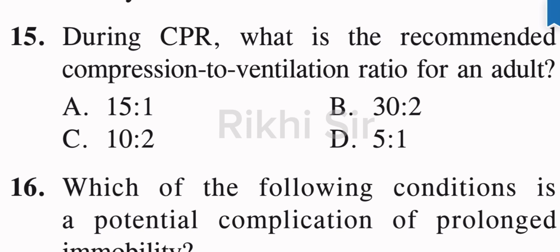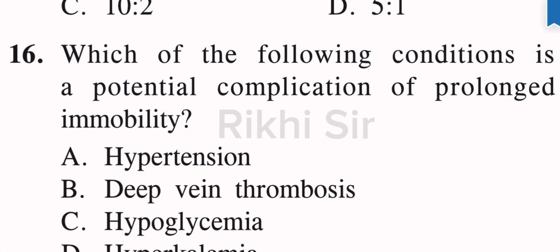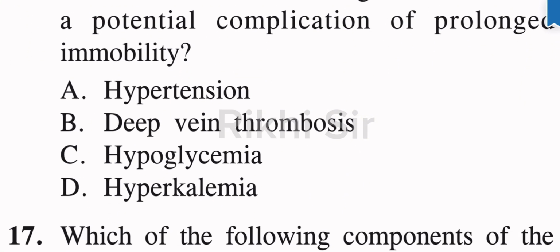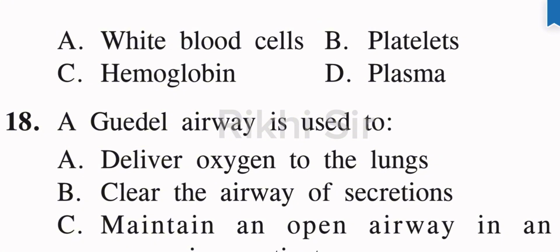50:1, 30:2, 10:2, 5:1. Which of the following conditions is a potential complication of prolonged immobility? Hypertension, deep vein thrombosis, hypoglycemia, hyperkalemia. Which of the following components of the blood is responsible for carrying oxygen? White blood cells, platelets, hemoglobin, plasma.